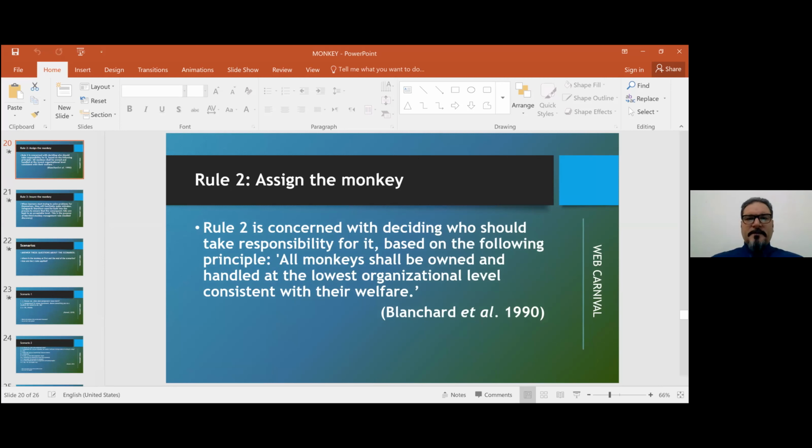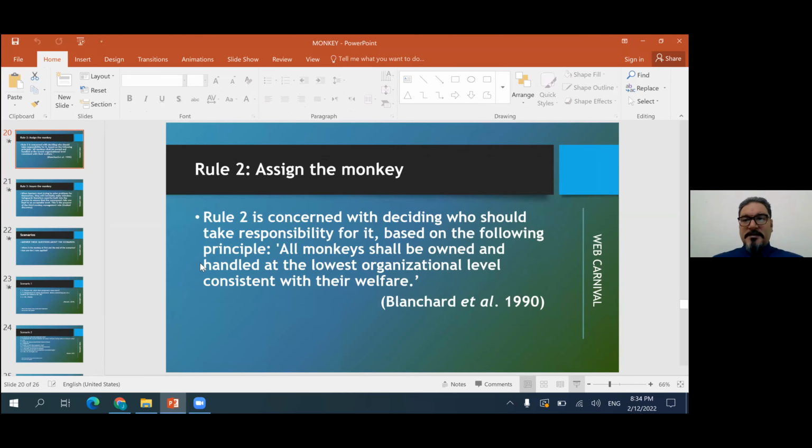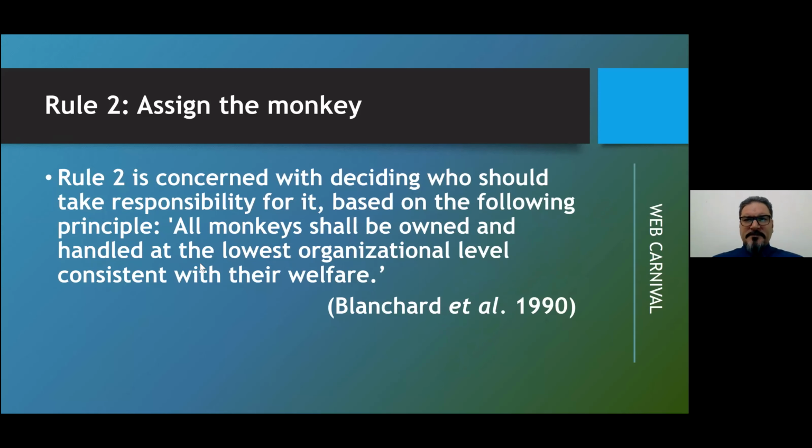Okay, so that is rule one. So we need to define the monkey. The second one is assign the monkey. Rule two is concerned with deciding who should take responsibility for it. Based on the following principle, and I think it's a very important principle: all monkeys shall be owned and handled at the lowest organizational level, consistent with their welfare.